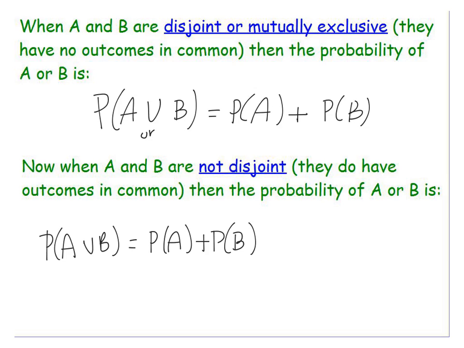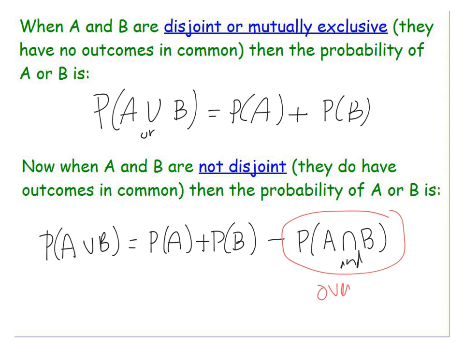What they've had in common, we counted those when we did the probability of A, and we counted those when we did the probability of B. So we're simply going to subtract off the probability of A and B. This part right here is the overlap. So whatever they had in common, that's the part that we're subtracting. So let's take a look at some examples.